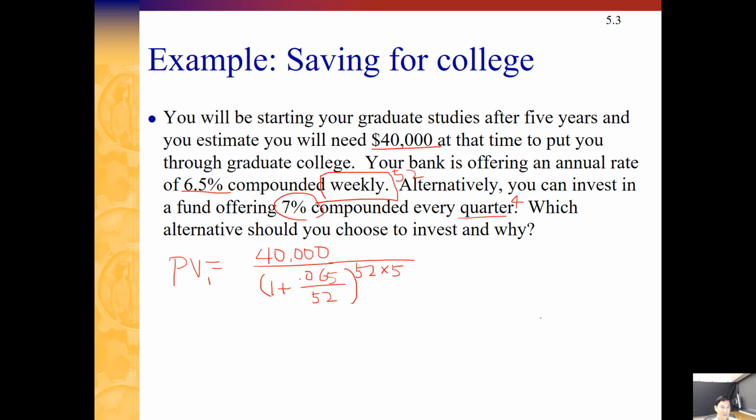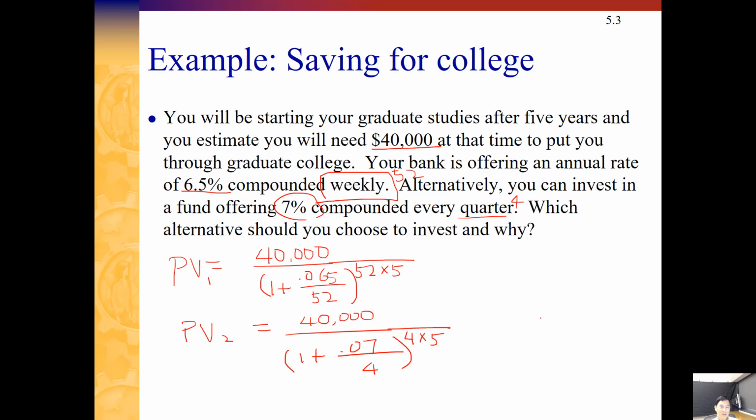So that's the first alternative. And the second alternative, again for the same amount, you will discount at 7% APR compounded quarterly, with the number of quarters times 5 again for 5 years, and whichever gives you the lower amount will be the better investment opportunity.